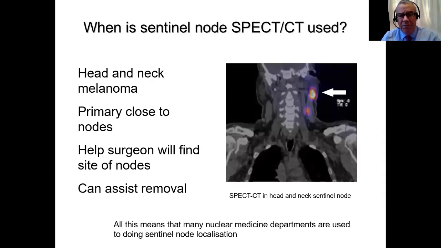So here we have a melanoma on the ear, and this has been injected. And you can see that just by the primary, there is a sentinel node. This is in the anterior cervical chain, level 3 node. And this kind of image, 3D image, really helps the surgeon know where to operate.